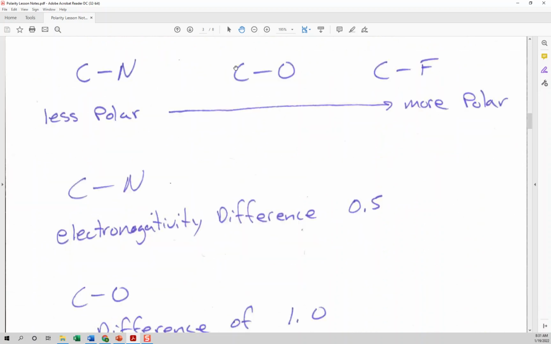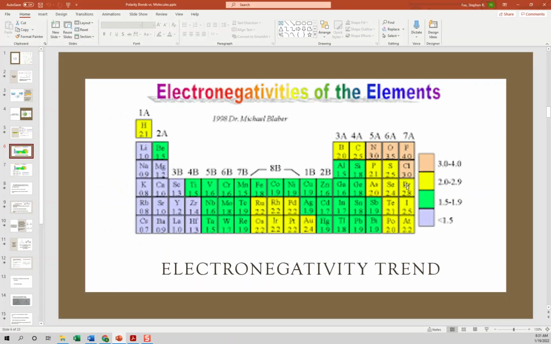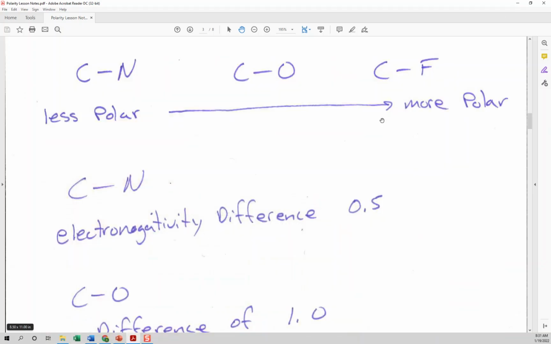Okay, so let's look at these bonds. All of these bonds are polar. There is an electronegativity difference between these. And again, you don't have to memorize your electronegativity values. You can always look up a chart. So where am I getting these differences? The difference between nitrogen and carbon would be 3 minus 2.5. Between oxygen and carbon would be 3.5 minus 2.5. And fluorine and carbon would be 4.0 minus 2.5, right? That's how we're getting those differences, all right?